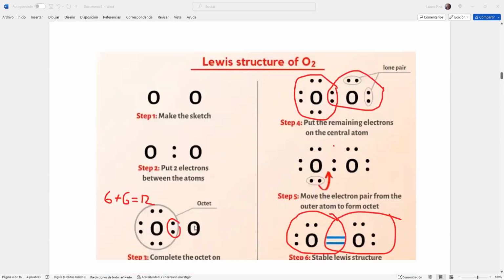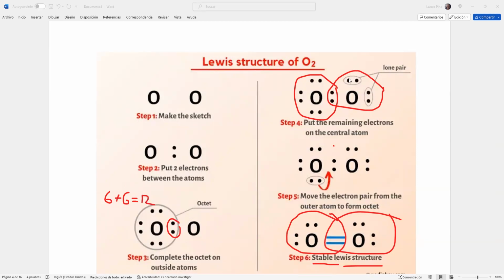Here we have the case of O2. Well, you have 2 atoms of oxygen. You join them using a pair of electrons. And you say, well, this atom has 6 valence electrons, and this 6. Then you have a total of 12 valence electrons. You begin representing the electrons around 1 oxygen. In this case, you have 8 electrons, but you have 4 more.